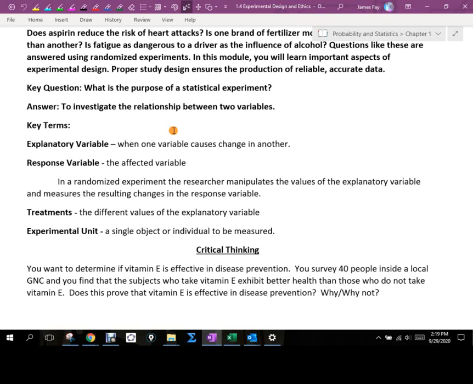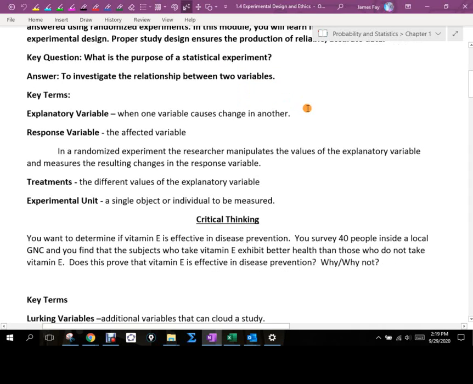All right. So questions like these are answered using, like I said, randomized experiments, and we'll talk about the randomization here in a little bit. We'll talk about some procedures that are going to guarantee reliability of our data and our calculations.